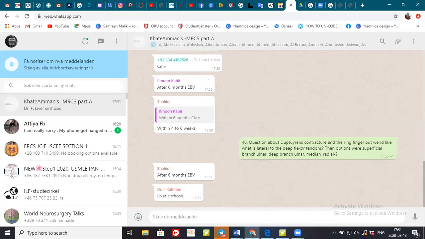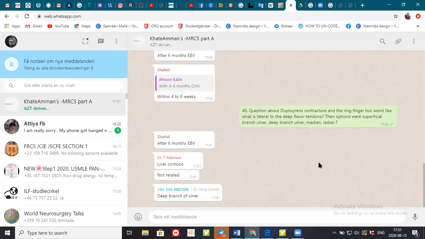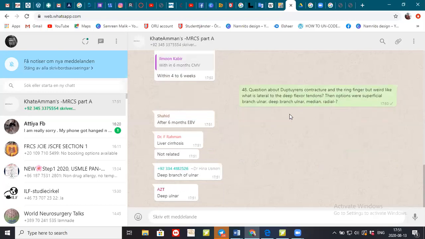Is it or is it not related with rheumatoid arthritis? Dupuytren contracture, I didn't think so. Carpal tunnel syndrome is associated with rheumatoid arthritis. Okay.